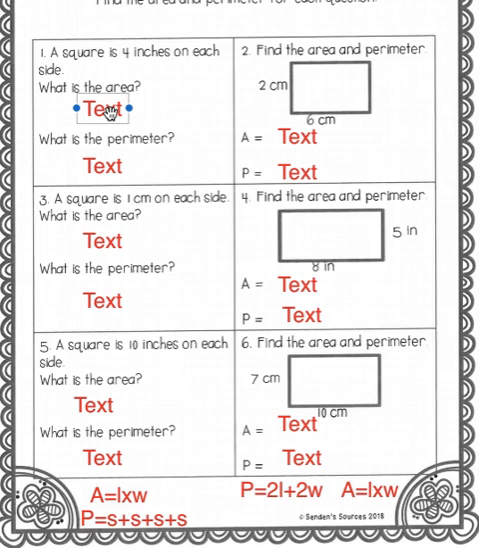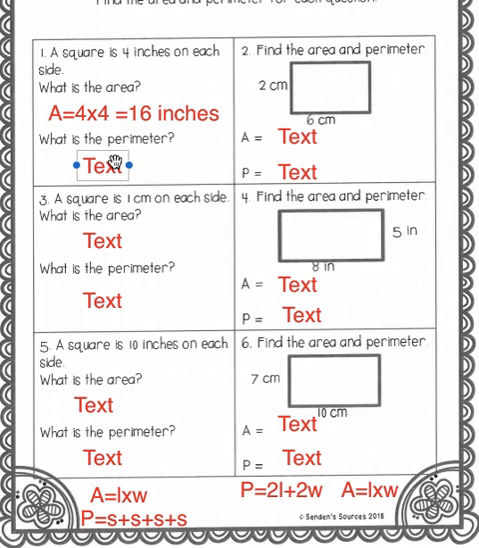The first one, number 1, says a square is 4 inches on each side. What is the area? When we're talking about a square, the length and the width are the same because a square has 4 equal sides. So the area will equal 4 times 4, which is 16. So it would be 16 inches.